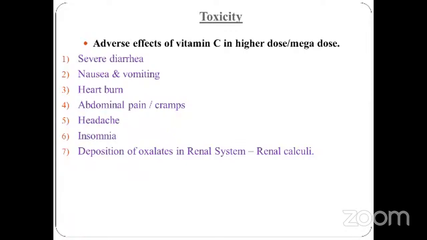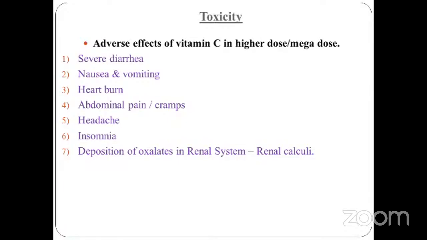Nausea, vomiting, heartburn, abdominal pain and cramps, even headache, insomnia, and deposition. Most important, that is very common: deposition of oxalates in the renal system, and it causes calcium oxalate crystals. So excess dose of vitamin C is not at all advisable. We can prescribe at least 500 milligram per day for about 10 or 15 days. That is enough.